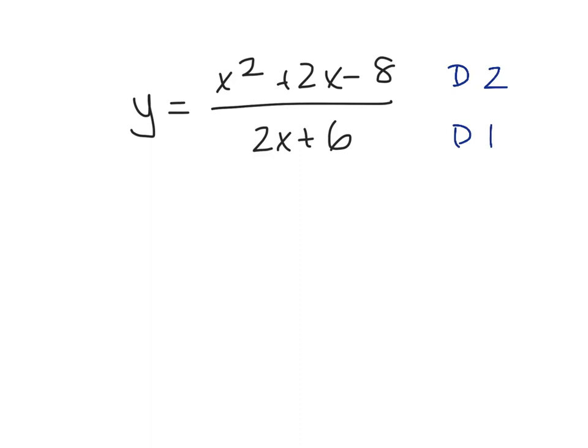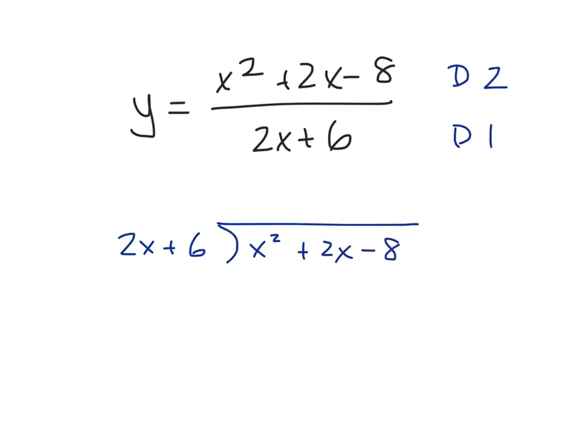And the way we find the equation of that asymptote is we divide the function. Actually, we're going to do x squared plus 2x minus 8 divided by 2x plus 6, right? So let's do this division super quick.